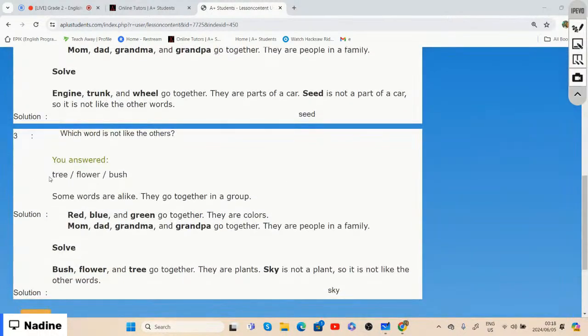All right, then we also have tree, flower, and bush. And these are also part of a plant, right? Whether it's in the form of a tree, whether it's in the form of a flower, or whether it's in the form of a bush, right? They are to do with plants.